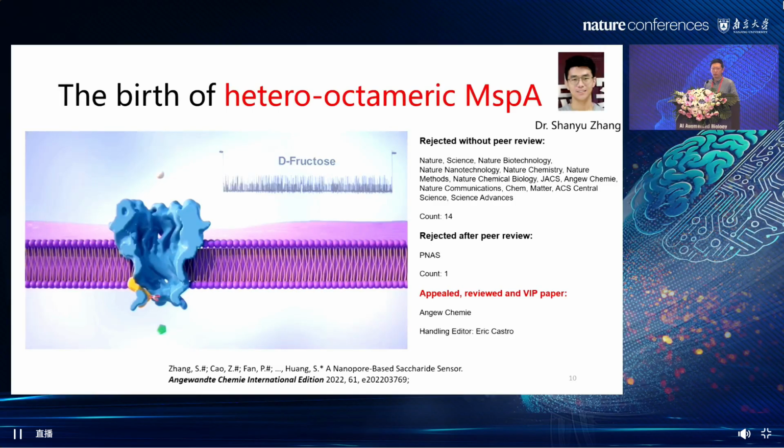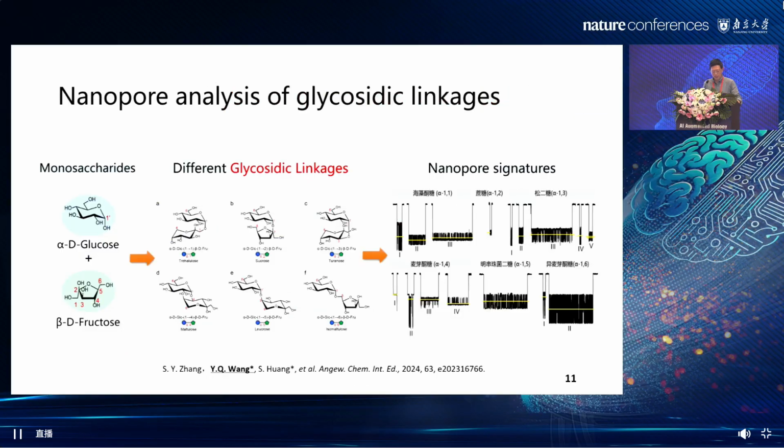So they are different, right? So AI will be used to recognize them. And then this is the galactose. And because the pore has a really high resolution, you can just put all kinds of monosaccharides into the same assay, and they will tell you the result.